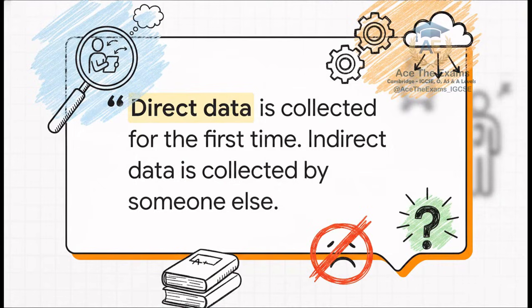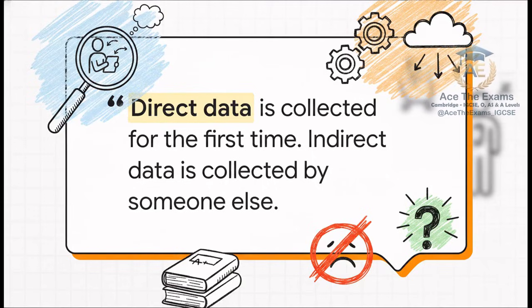Okay, let's dive into this. Think about this extremely common answer. Direct data is collected for the first time by the user, indirect data is collected by someone else. Now that sounds correct, right? I mean, it is factually accurate.